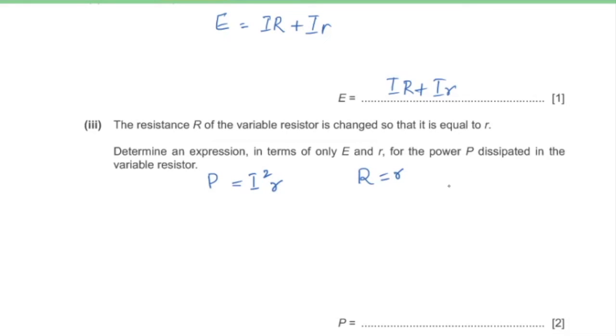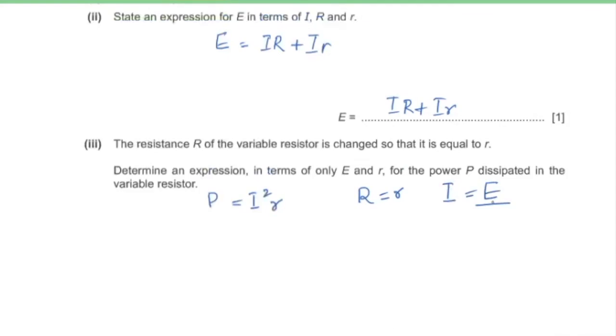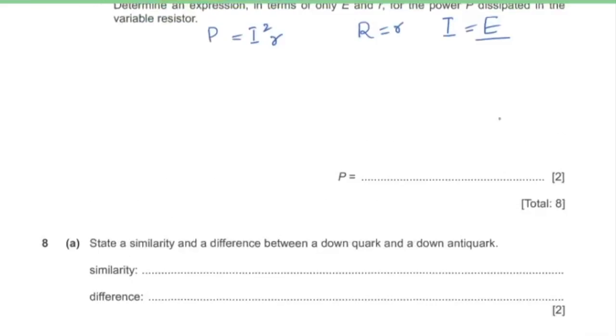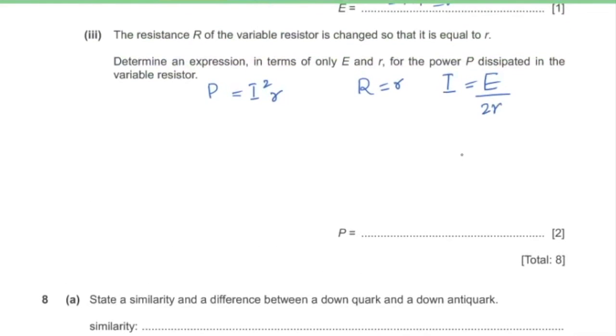So we can write that current across the whole battery is equal to the EMF of the battery divided by the combined resistance of the loop, which is the sum of these two resistances, and since they are equal this time, we can write 2r. So I in terms of capital E and small r is going to be E divided by 2r, the whole squared, multiplied by small r. Hence the power dissipation in the variable resistor in terms of only E and r is going to be E squared over 4r.